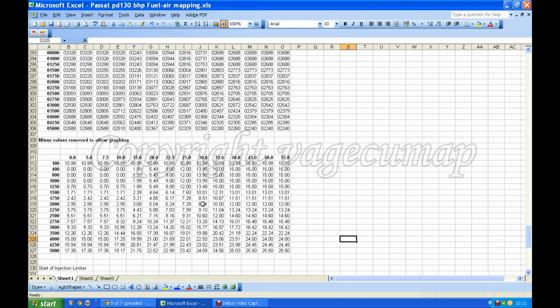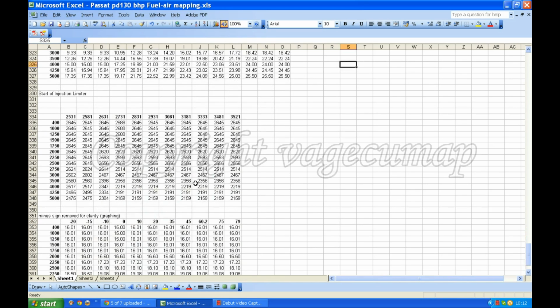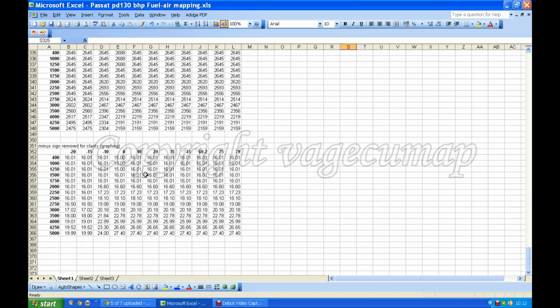Here's the data with factors and offsets. I'm cheating a little bit, but that's deliberate. This would have had minus signs in it, and I've taken all the minus signs out. The numbers haven't changed, I've just taken the minus signs out. And while I'm here I'll mention that this is the start of injection limiter raw data. Here's factors and offsets included, and again this would have had minus signs in it, and I've taken those out. I haven't taken them out of the temperature up here, just out of the raw data here.